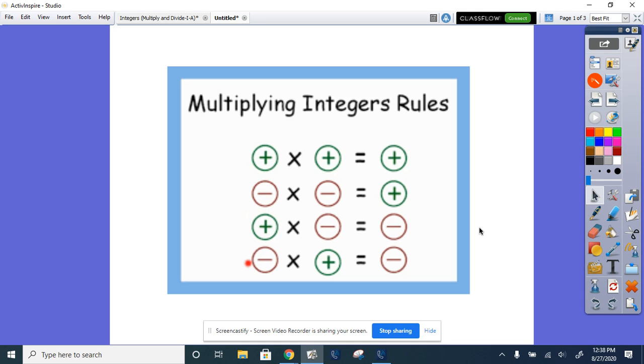Hi again, guys. This is going to be a lesson in multiplying and dividing with integers here. Okay. So what I have up front right here is the rules that it says multiplication for just integers, but it's also for division. Okay. Both of these rules apply.